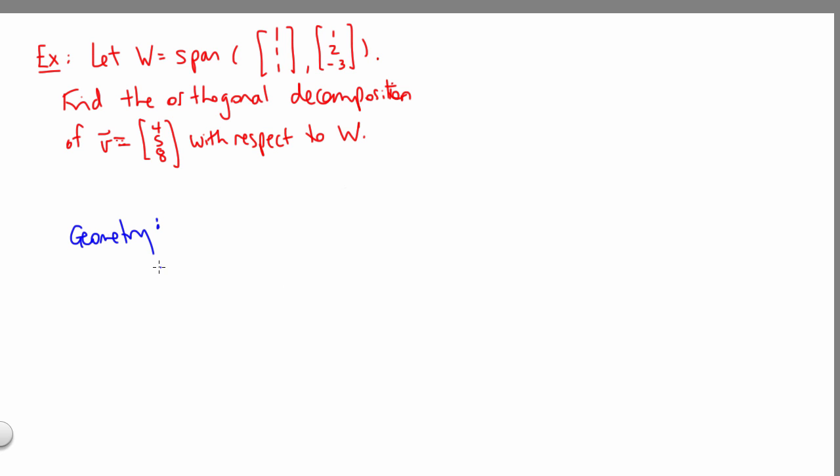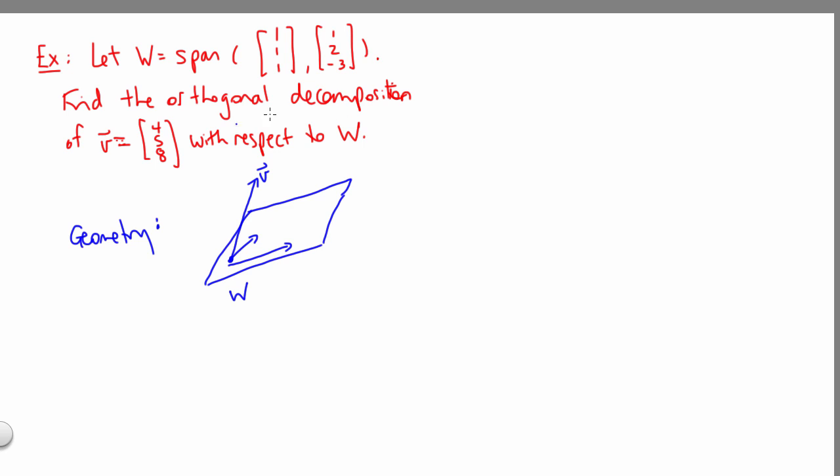Let's start by drawing a general sketch which represents the geometry of the problem. So W is the span of two vectors in R3 which are not multiples of one another. So our two vectors might look something like this, and together they're spanning this plane. So let's call this plane here W. And we've got this vector V, which most likely does not lie in W. So let's draw V coming up out of our plane like this.